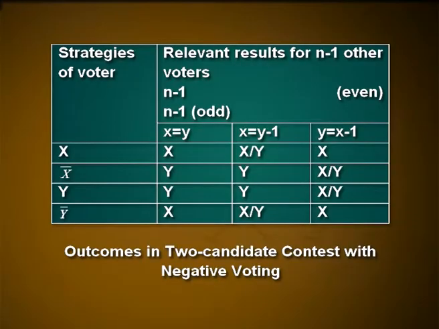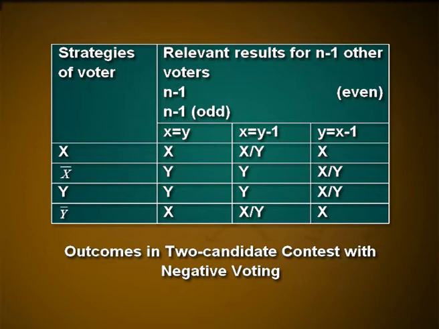We have seen that in 2-candidate contests, there are only 3 results of voting by the n minus 1 other voters in which a voter's vote is decisive, that is, x equal to y, x equal to y minus 1, and y equal to x minus 1. Since the strategy a voter chooses cannot change the outcome associated with any other result, these are the only results relevant to the determination of undominated strategies. The outcomes generated by a voter's 4 strategies for these results in a 2-candidate contest are shown in table 1.